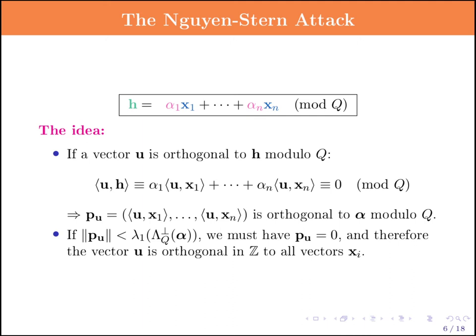Clearly, if Pu is shorter than the shortest vector of the lattice of vectors orthogonal to alpha mod q, then Pu must be zero. But Pu equal to zero is equivalent to u being orthogonal to the lattice generated by the binary vectors. So, in other words, if q is sufficiently large, it is possible to recover the orthogonal of the lattice generated by the x i's from the lattice of vectors orthogonal to h mod q, and h and q are the input of the algorithm. So this was Nguyen and Stern's idea: using an orthogonal lattice attack to solve the hidden subset sum problem.